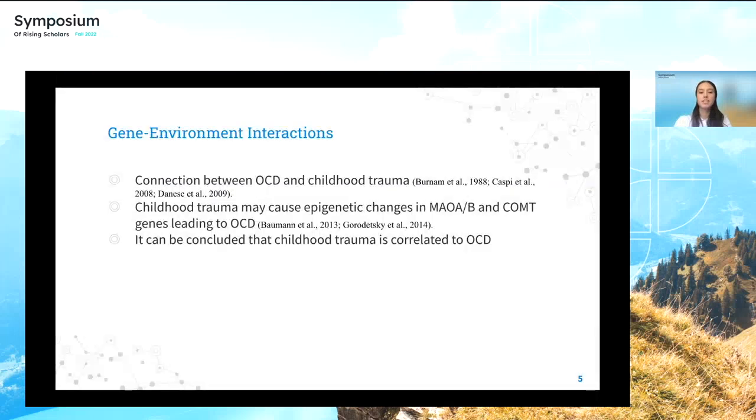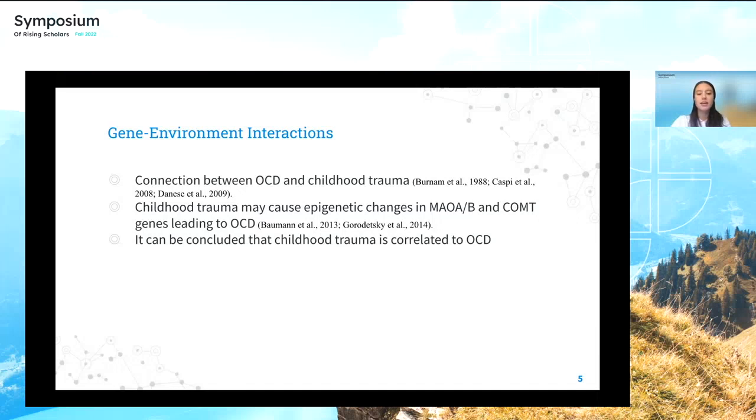Life experiences can directly alter gene expression via epigenetic changes, sometimes increasing disease risk. Genetic changes are when the protein made is altered, while epigenetic changes affect the genes that are actually expressed. Studies have found that patients who have OCD are more likely to have a form of childhood trauma than people without OCD. Other studies have suggested that childhood trauma may cause epigenetic changes in monoamine oxidase A/B and catechol-O-methyltransferase genes, leading to OCD.